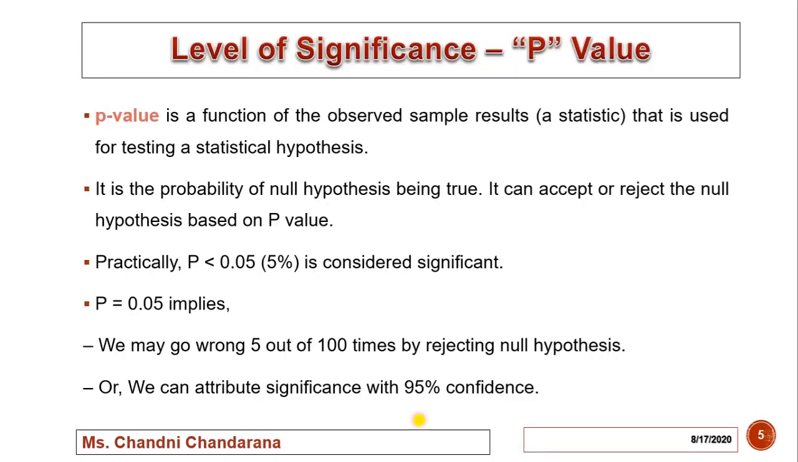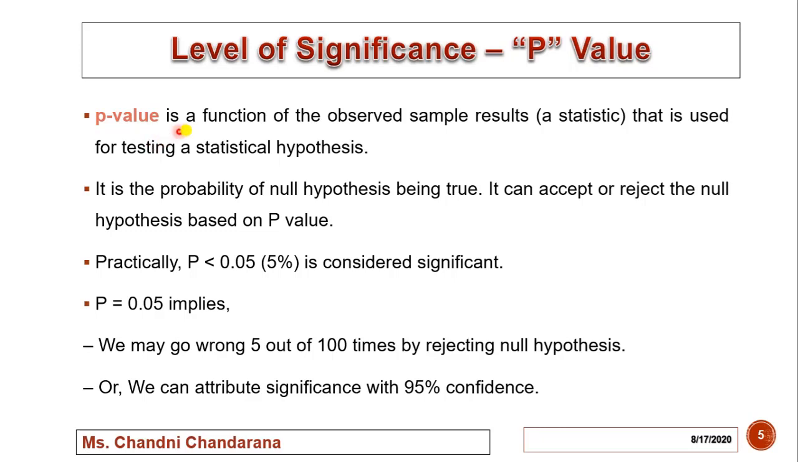Now we will see level of significance. Now what is level of significance? See, this is a very important concept when there is hypothesis testing. When we are testing a hypothesis, how can we test it? It is always some percentage, right? And that is known as a p-value.